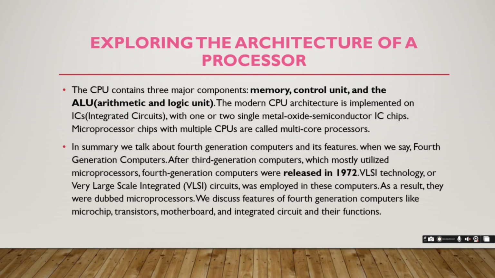In summary, we talked about fourth generation computers and their features. Then we said fourth generation computers came after third generation computers, which mostly used microprocessors. Fourth generation computers were released in 1972. VLSI technology, or very large scale integrated circuit, was employed in these computers. As a result, they were built with microprocessors. We discussed further fourth generation computers like microchips, transistors, motherboard, and integrated circuits and their functions.